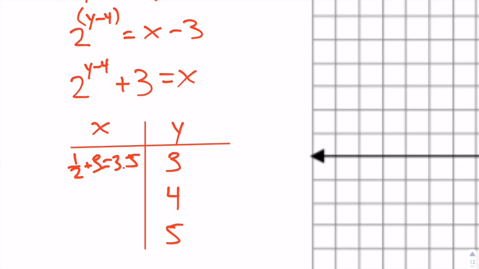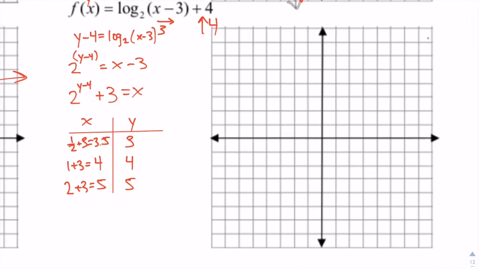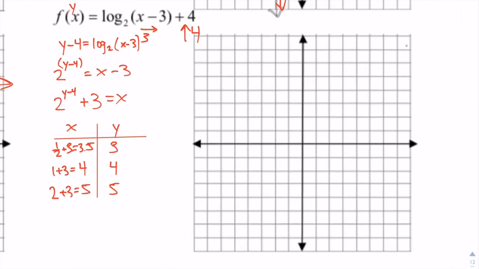Just use that. Plug in a 4. 2 to the 0 power is 1. 1 plus 3 is equal to 4. And then here we go. 2 to the 5 minus 4 power would be 2 to the first. So 2 plus 3 gives me 5 back. So just notice that switching, we're plugging in y values, which is a little bit different for this, but that just makes it a lot easier if we look at it from the exponential form.